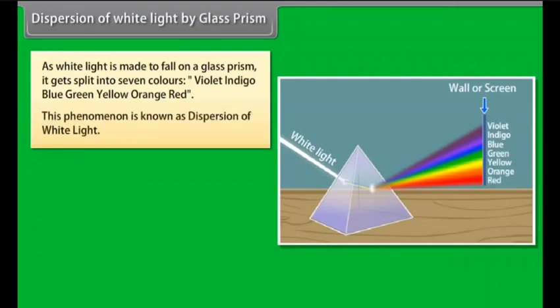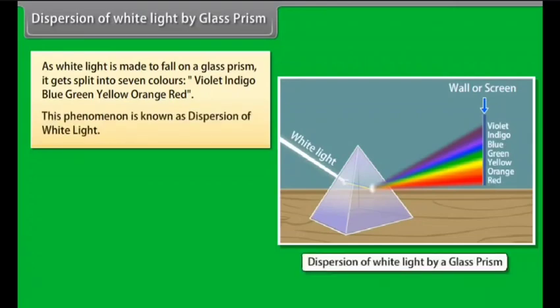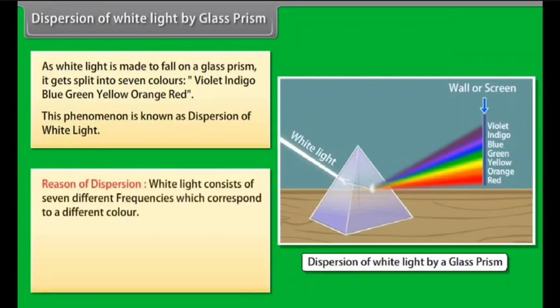This phenomenon is known as dispersion of white light. Reason of dispersion: white light consists of 7 different frequencies, each of which corresponds to a different color. The angle of deviation for each color is different, because of which each color bends at a different angle, and we see a band of colors known as VIBGYOR.